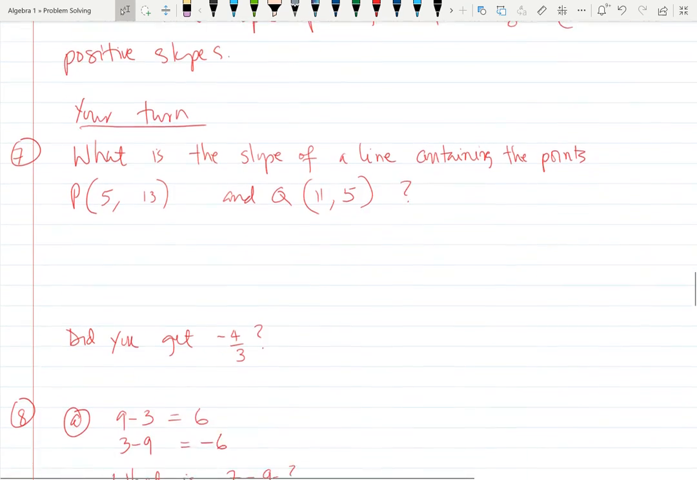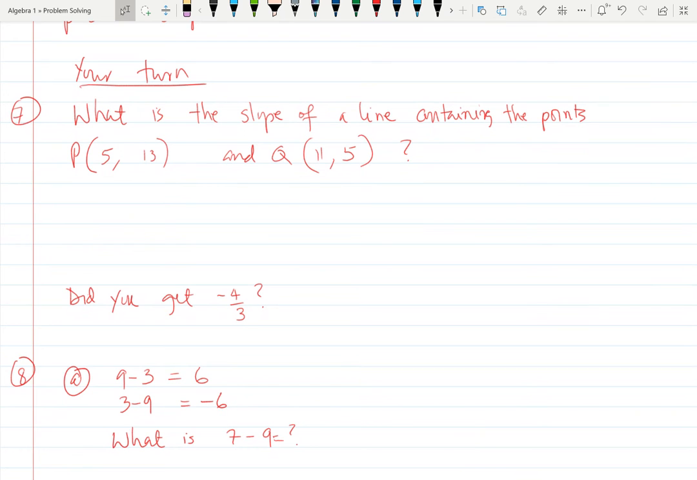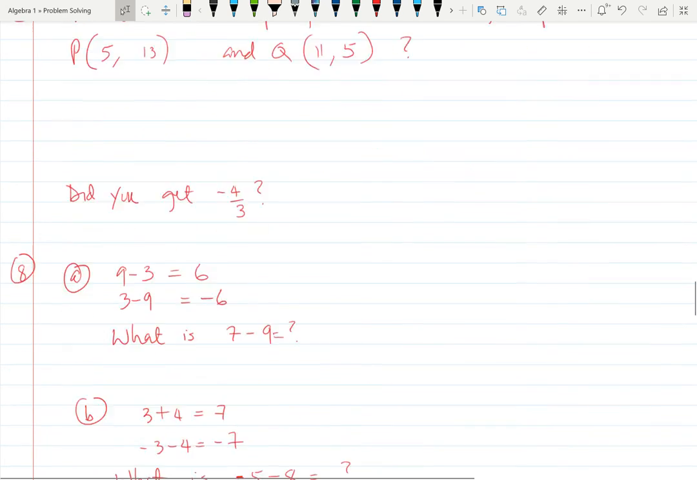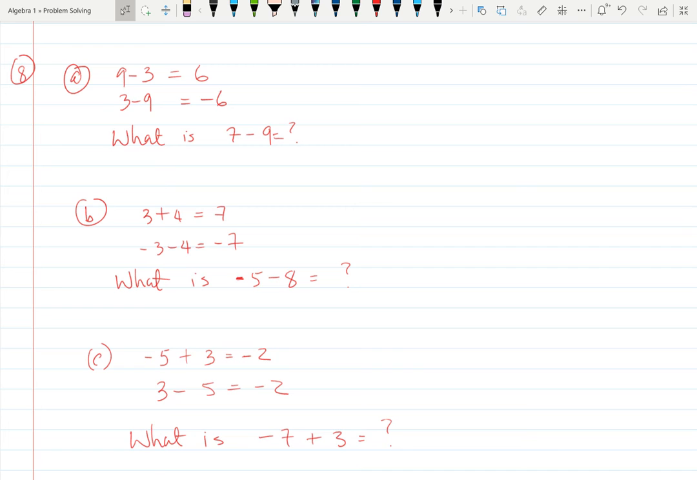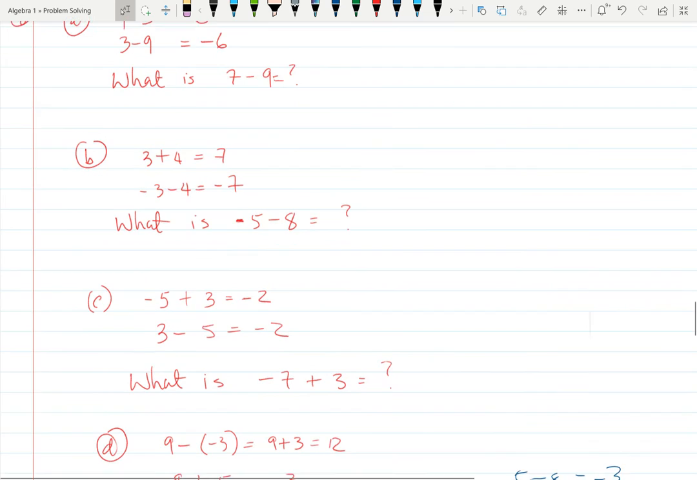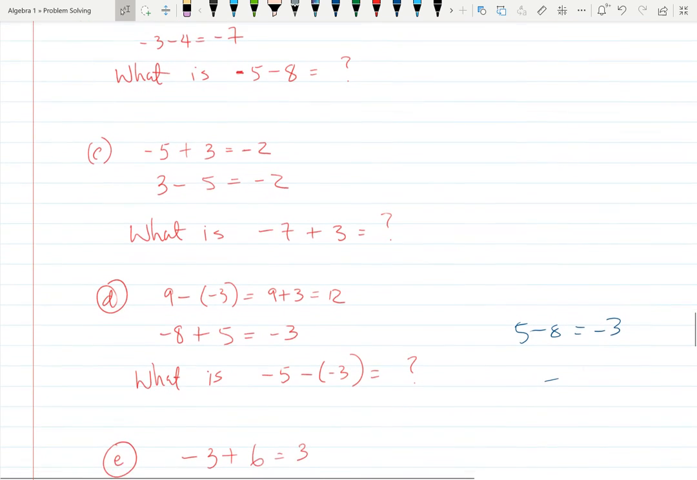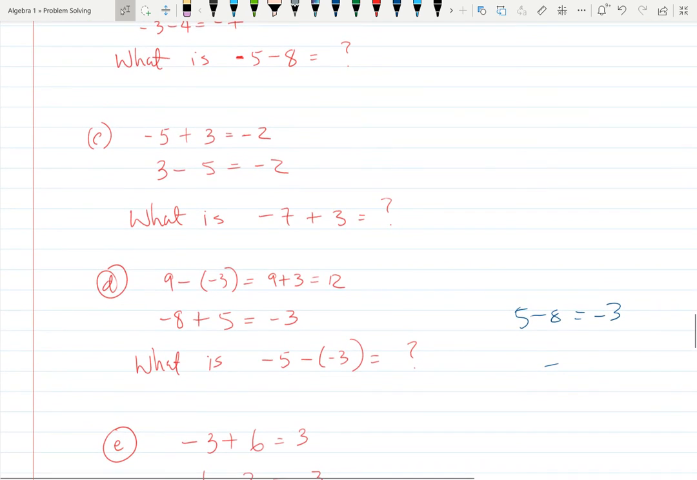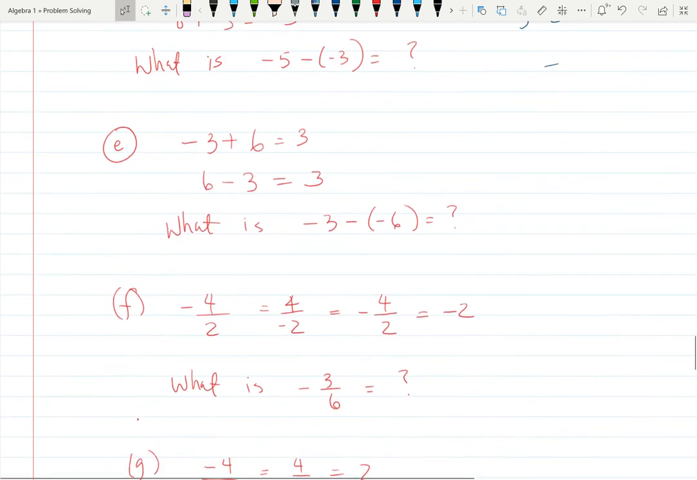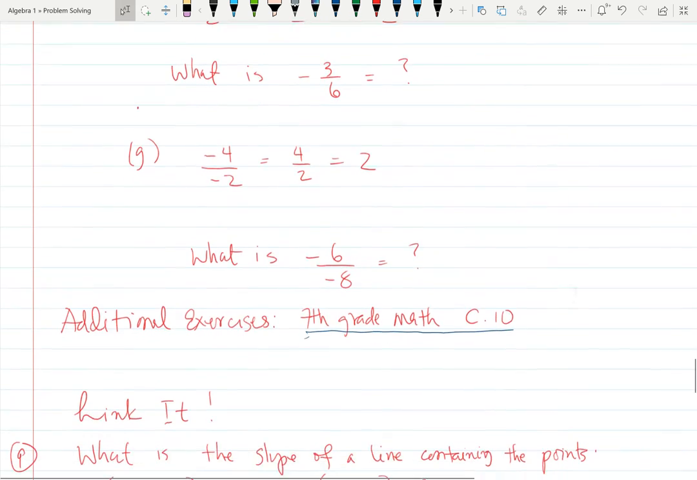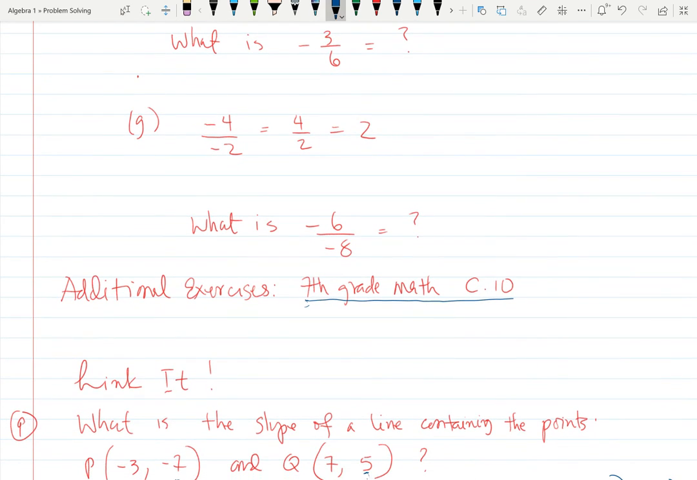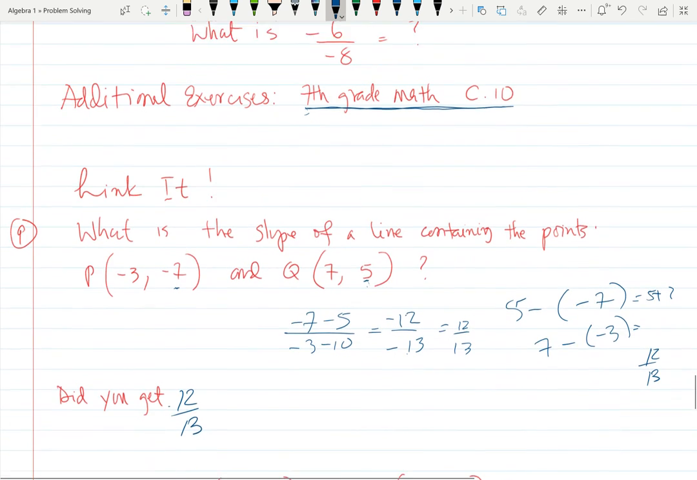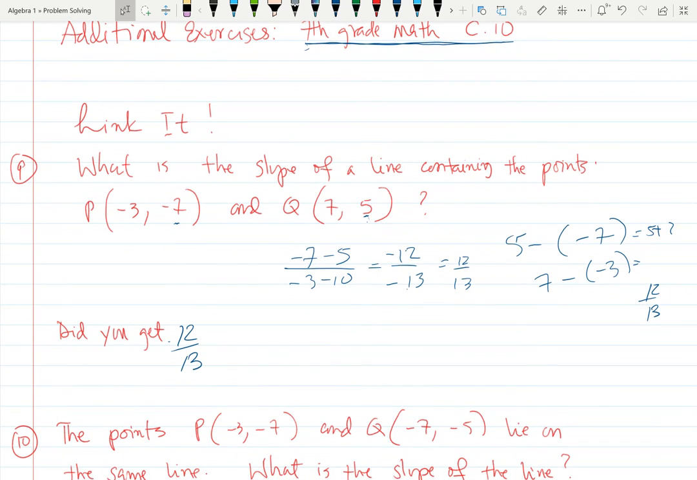We have another example, and then a quick review of your integers, because you're going to need that. Review the integers on this page, and then go and practice in IXL. Then let's do more exercises by linking it. Here's an additional exercise on integers, 7th grade math, C10. And then we are going to apply it over here.